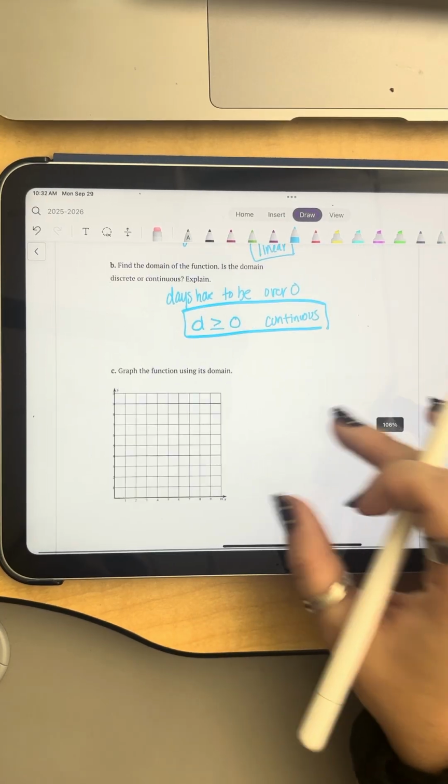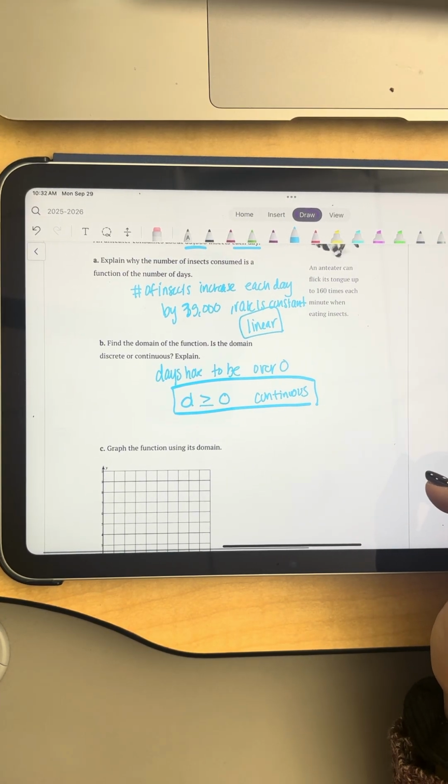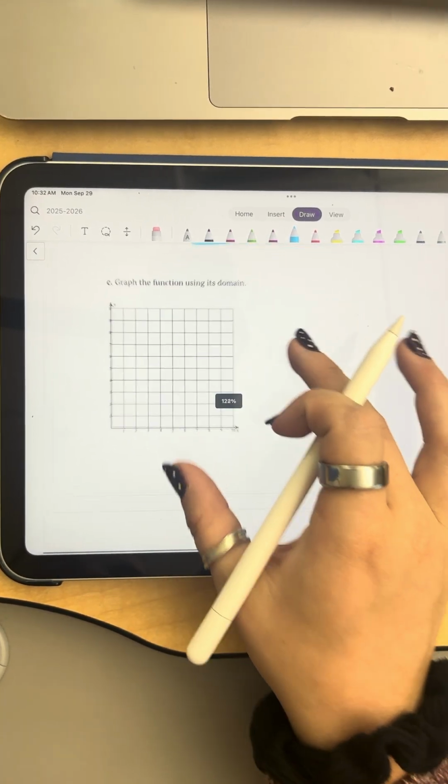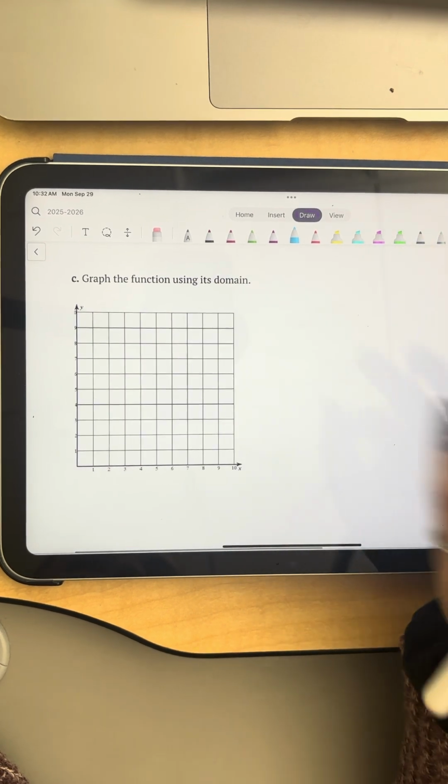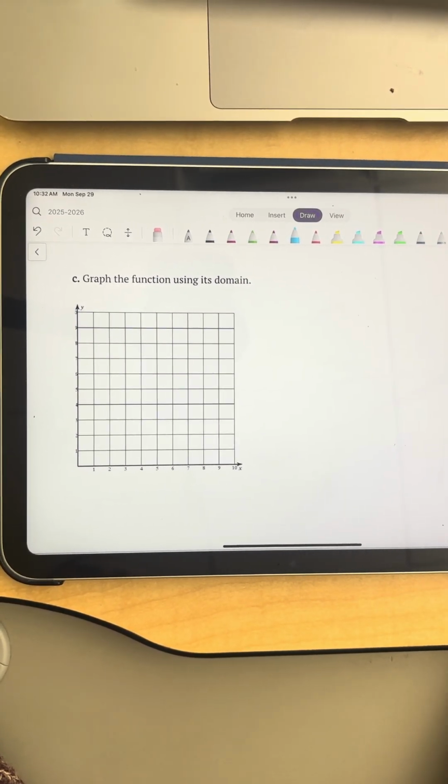Graphing the function using the domain. So in this case, the difference in the other one is we've got a continuous graph. So it doesn't necessarily go up by the same amount every single time, but for this case, we're just going to pretend it does. It's 35,000 insects a day. And so it is going to be linear and it is going to be continuous, so it's going to connect.